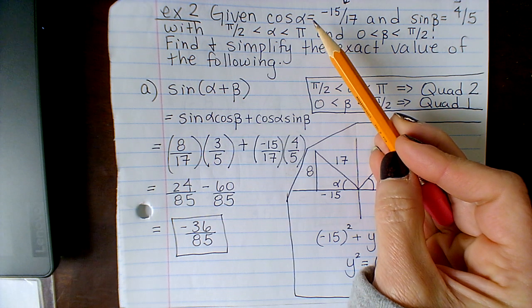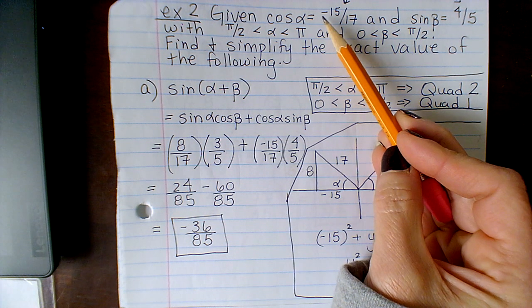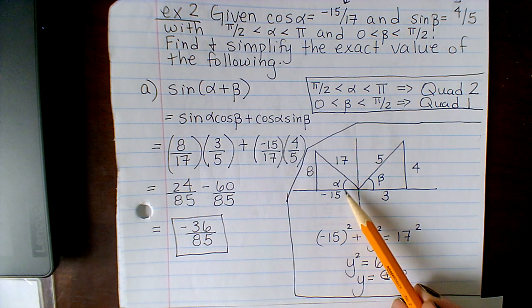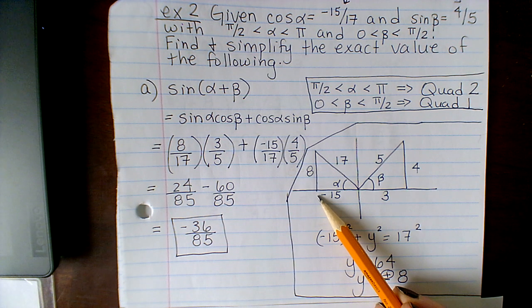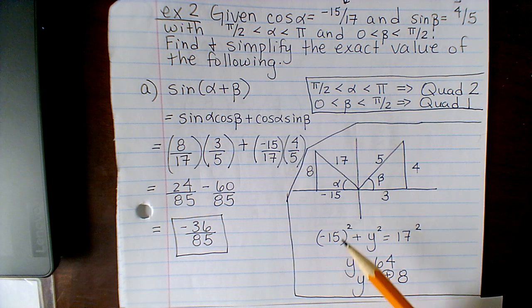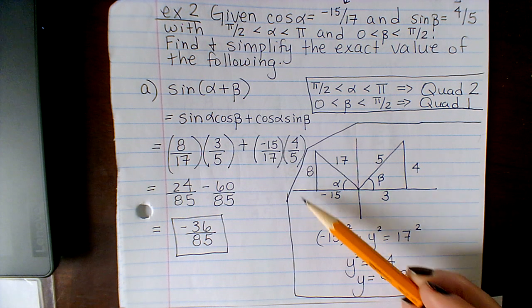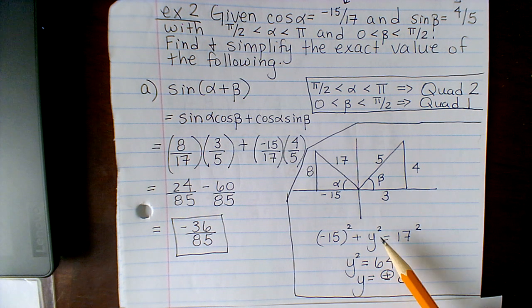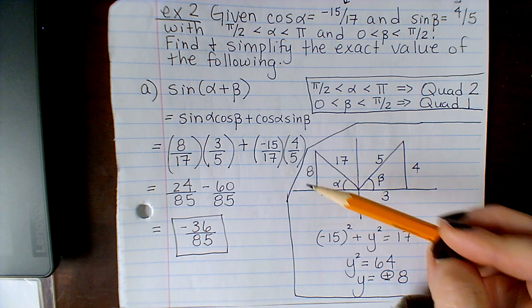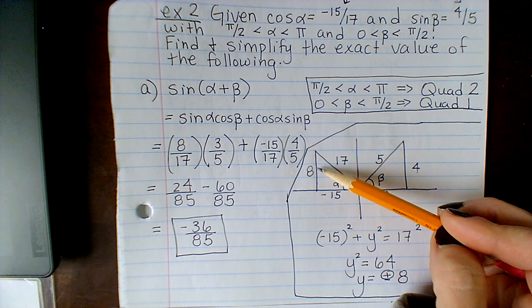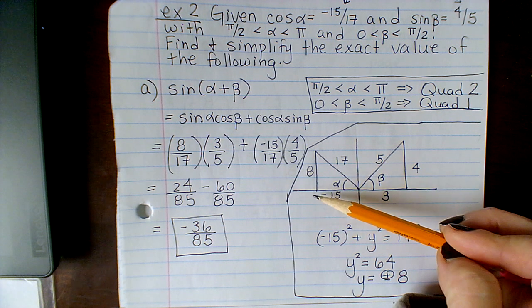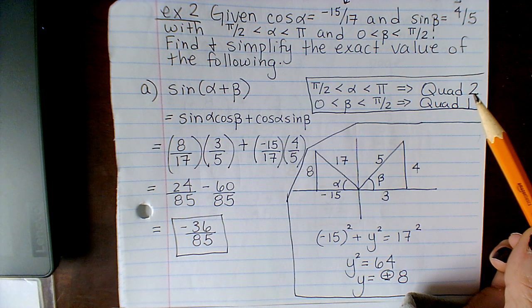Same thing for alpha. We're given cosine here is negative 15 over 17. That's adjacent over hypotenuse. So adjacent, is that negative? That makes sense since we're going to the left. 17 is the hypotenuse, always positive. Using the Pythagorean theorem is where we get that 8 from. When we get plus or minus 8, we know it's positive 8 because in quadrant 2, we're going up. So that's a positive 8.